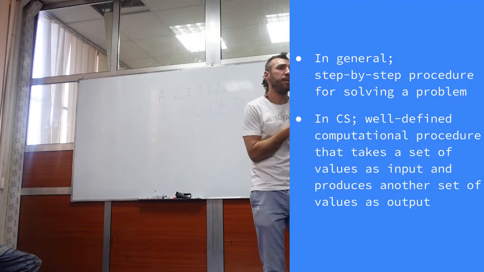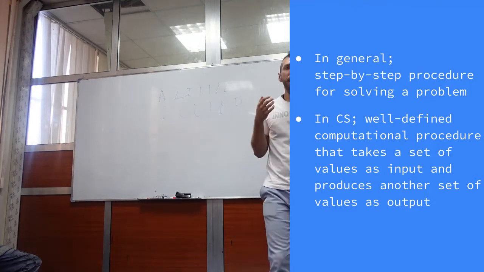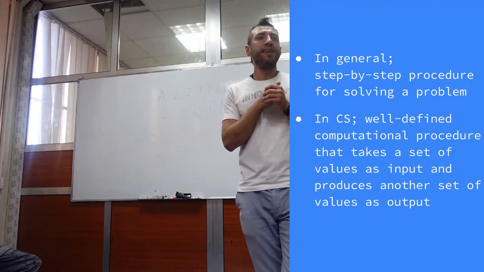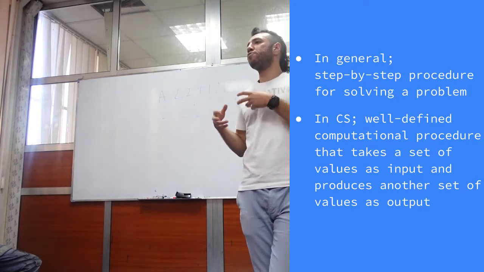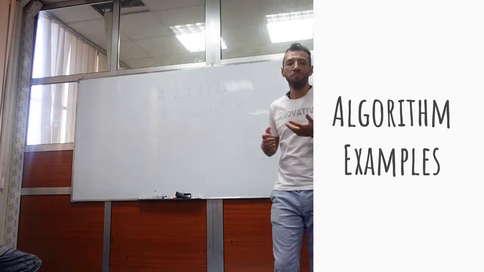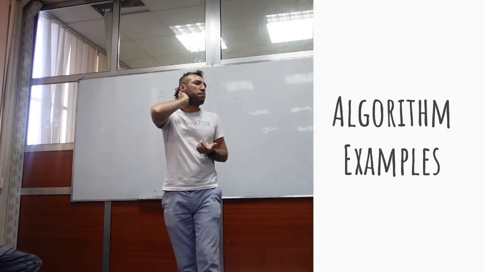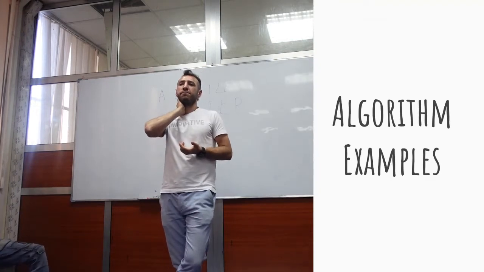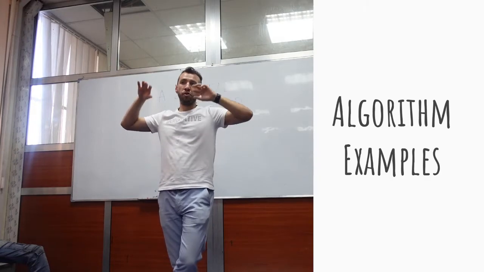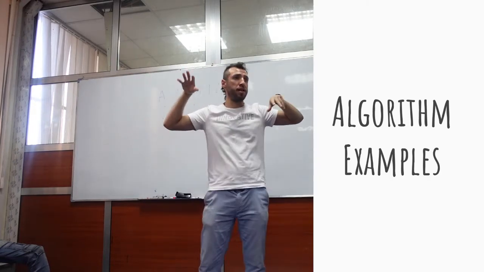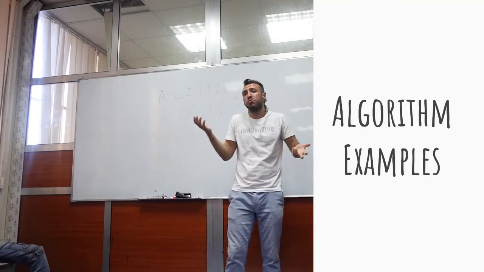And in computer science, the definition is more like a well-defined computational procedure that takes a set of values as input and produces another set of values as output. So let's think about that. Can anybody give an example for an algorithm? You get an input, you produce an output. They don't have to have the same number of inputs and outputs, but they can. It can get one number and produce one number, for example.